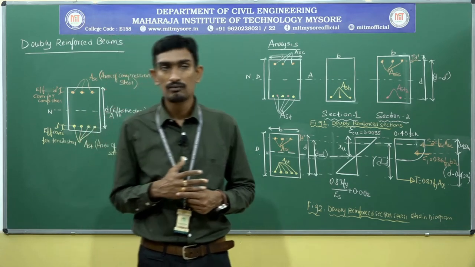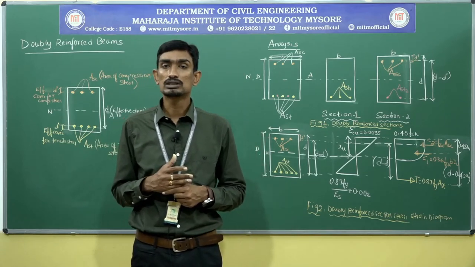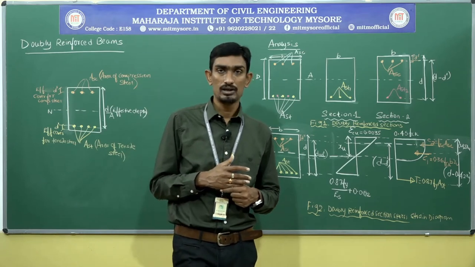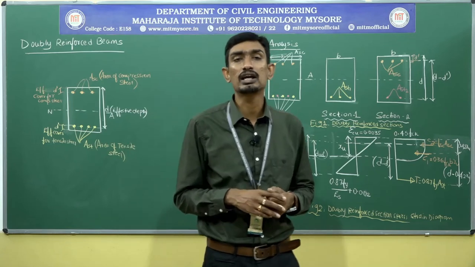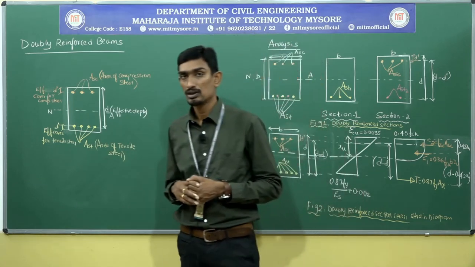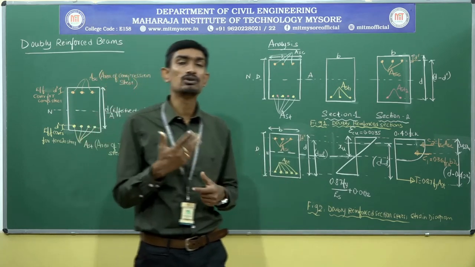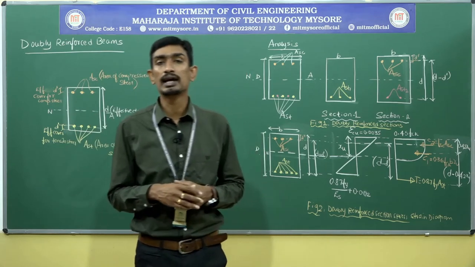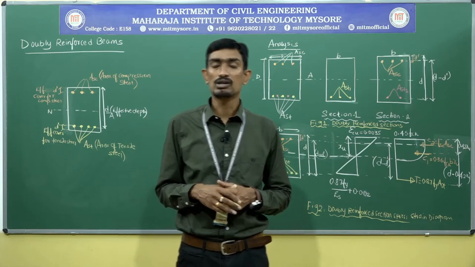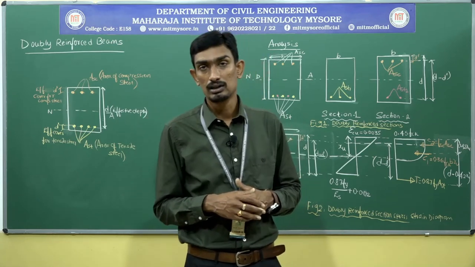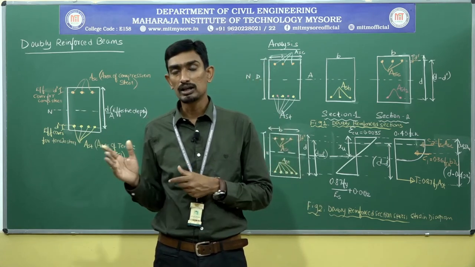Next, whenever the beam is subjected to eccentric loading, that means the load does not pass through the central axis, then also we require doubly reinforced beams. Next, if you want to overcome excessive deflection, then we go with doubly reinforced beams. When you want to deal with a torsional effect in the beam, then also we go with a doubly reinforced beam.